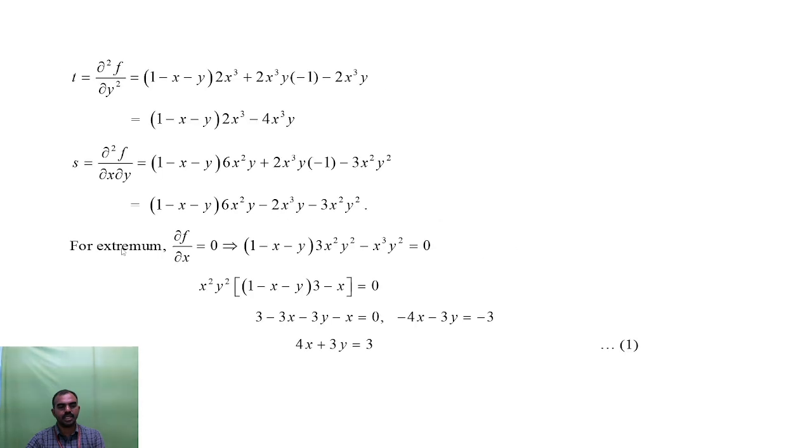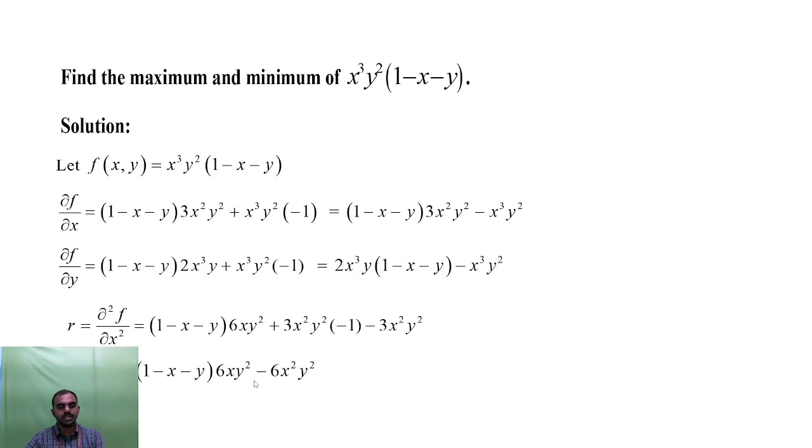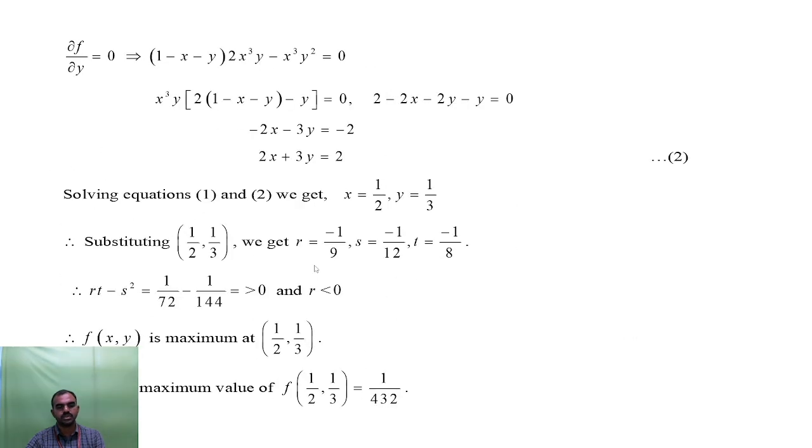So substitute in here, r. Okay, so x value and y value, t, s. So what we get? r value is -1/9, s value is -1/12, t is equal to -1/8. After that we have to find rt - s².